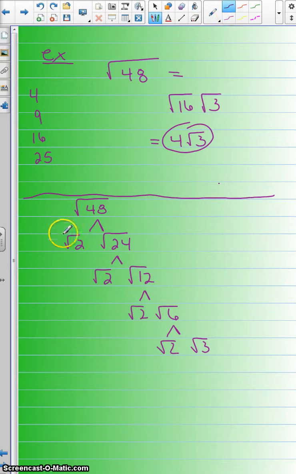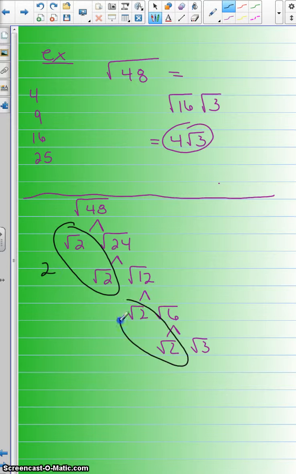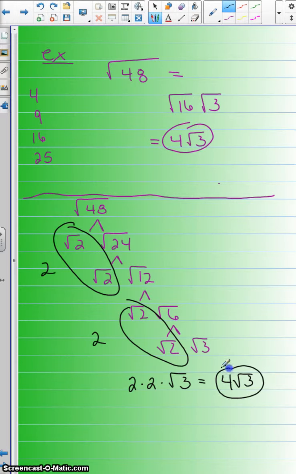Every time you repeat one of these sets of numbers, you get the square root taken off. So square root of 2 times square root of 2 is just 2. Here's another set, that's just 2. And so what I basically have is 2 times the square root of 3, which is 4 square roots of 3. This is just another approach to finding the square roots.